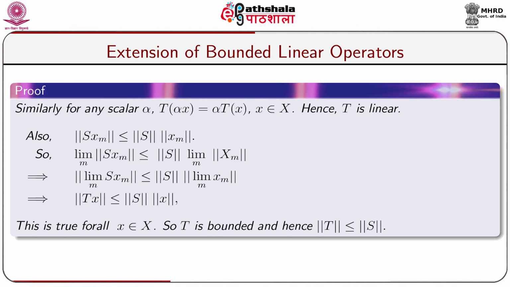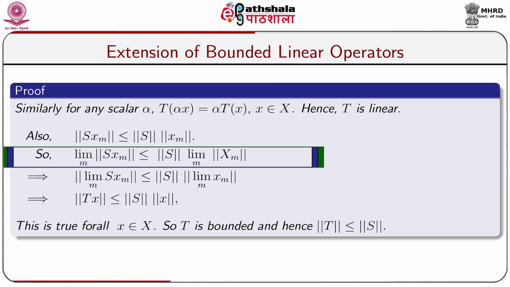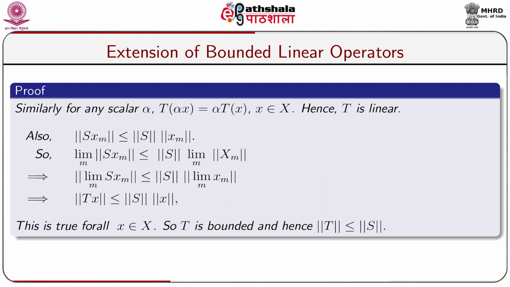Also, norm S xm less or equals to norm S into norm xm. So, taking limits in both sides, we see that limit of norm S xm, limit is taken over m, is less or equals to norm S into limit m of norm xm, which implies that limit m of norm S xm is less or equals to norm S into norm of limit xm, which implies that norm Tx less or equals to norm S into norm x. This is true for all x belongs to capital X. So, T is bounded and hence norm T less or equals to norm S.